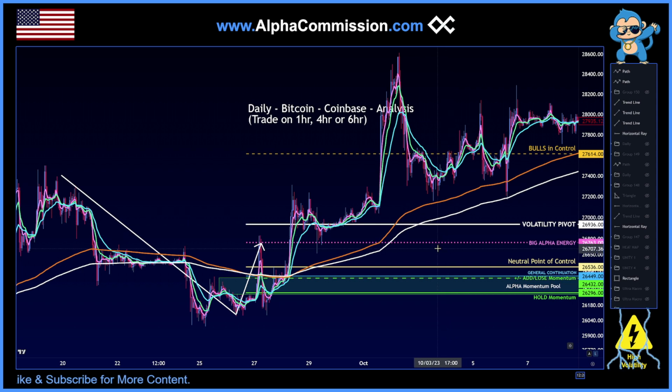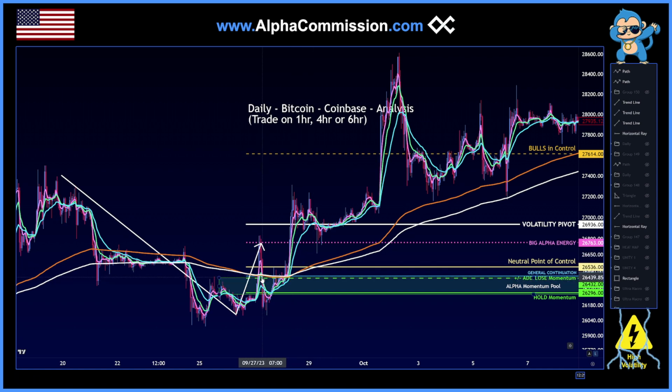Okay. So again, this wasn't the best trade setup to target the bullish control zone, only because that volatility pivot was above your head. Now, targeting this level, the big alpha energy level, that was fine. Targeting the neutral point of control, that was fine. But yeah, it was just a very questionable risk to reward there, unless you really had a strong thesis of the market, maybe based on some higher time frame squeezes or something like that, right? But yeah, that's how you could have played that one.